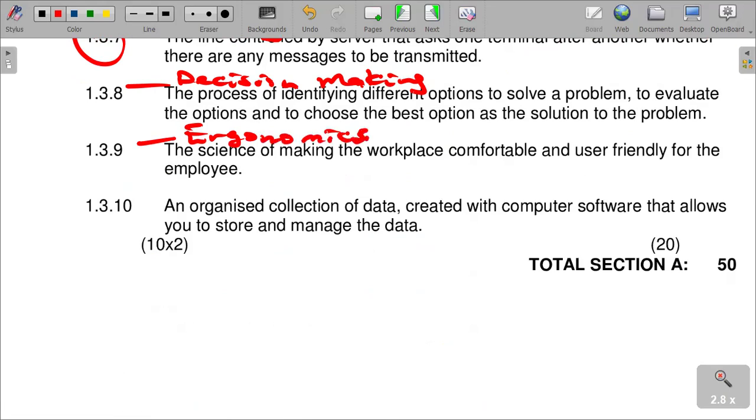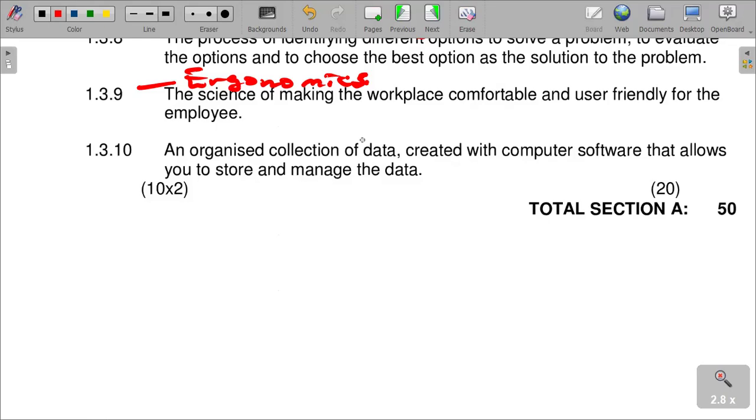An organized collection of data created with computer software that allows you to store and manage the data. When data is collected, it is organized and created with computer software. We call that a database. A database is a collection of data created with computer software that allows you to store and manage the data.